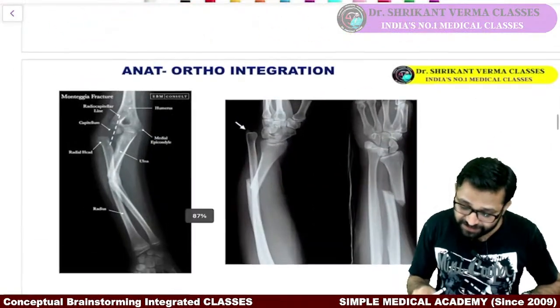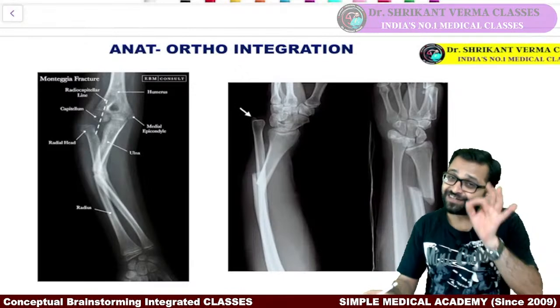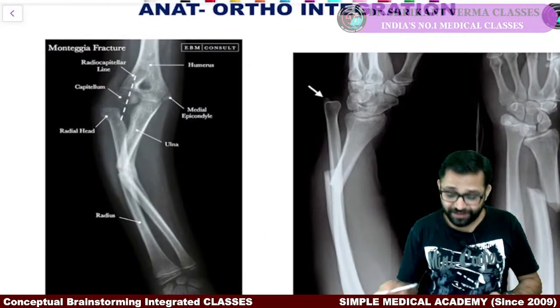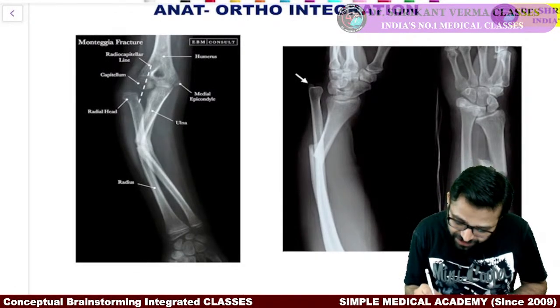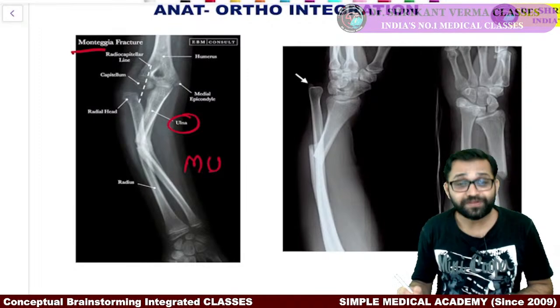And there is the X-ray. When you are able to identify the osteology part, then you will be able to read the radiology part. So you can see here there is a fracture of the ulna, the Monteggia fracture. You can remember the trick: MU.